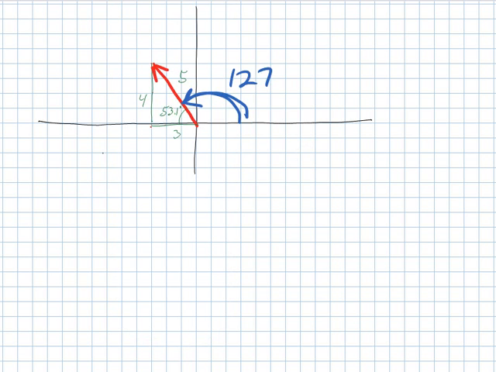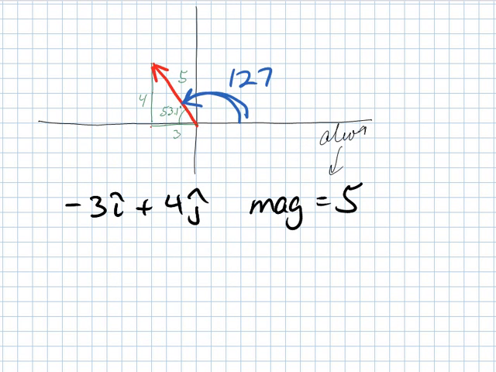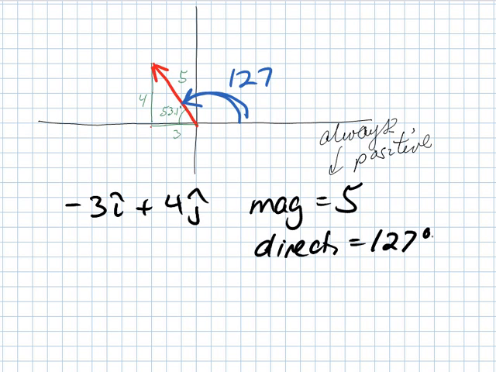So you could say that negative 3i hat plus 4j hat has a magnitude of 5. Magnitude is always positive. It has a magnitude of 5 and a direction of 127 degrees. Okay, so there really isn't a whole lot more to this, especially in 2D. If you're familiar with converting polar coordinates, it's the exact same process.